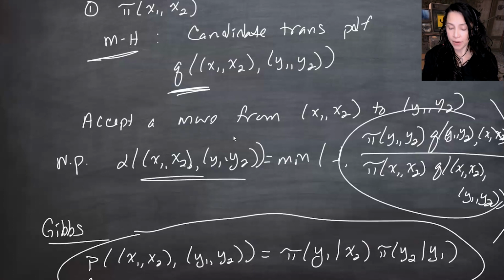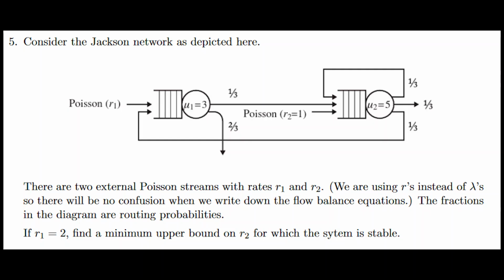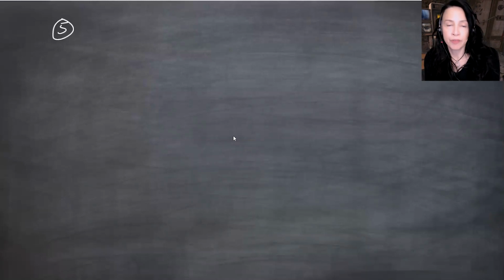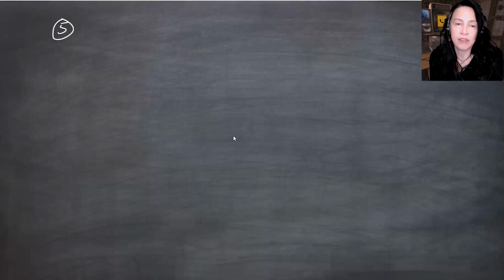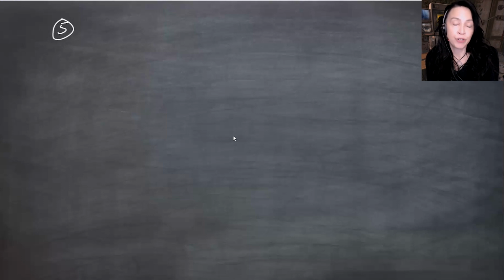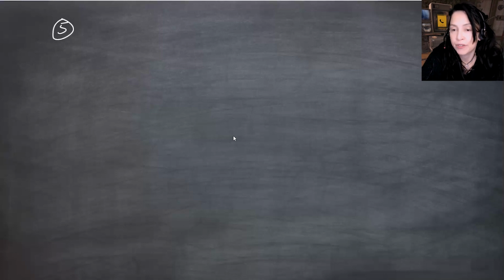And then the other thing I wanted to say something about was problem 5. It doesn't look like my normal Jackson network. It looks a lot nicer, and that's because I stole it from a book. I didn't mean for R2 to have a value in the picture, but that's okay if you used it. This is a Jackson network with 2 servers, and I'd be happy to talk about how to get started, but no one's asked to go over any of them, so I will just move on.